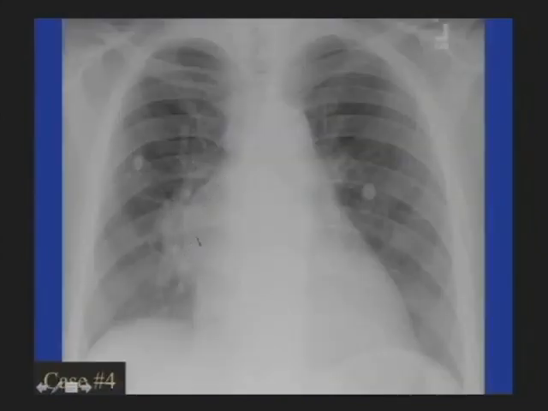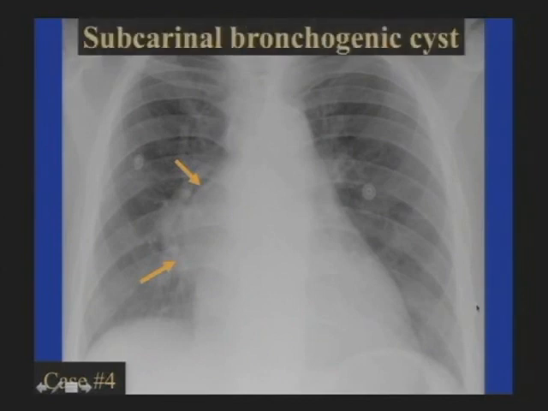Subtle contour deformity here, looks like a mass. Carina looks sort of splayed outwards. Let's see the CT scan in this patient. This is actually a bronchogenic cyst.